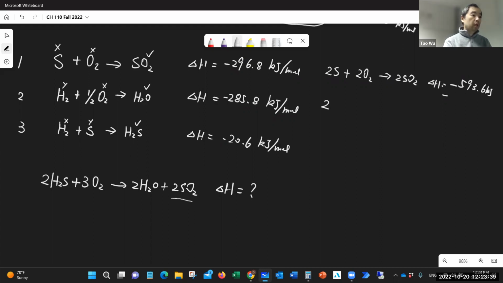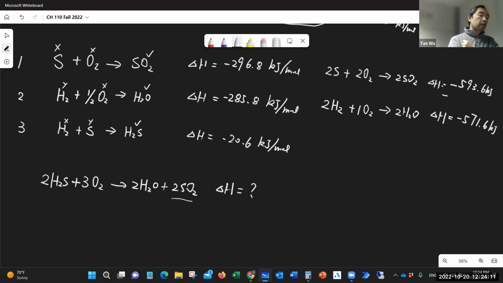So we have 2 hydrogen and 1/2 times 2, so we got 1 oxygen, to form 2 water. And the enthalpy of this reaction also needs to double. Then we got a negative 571.6 kilojoule. Make sense, right? Yeah. And then let's look at the next one.